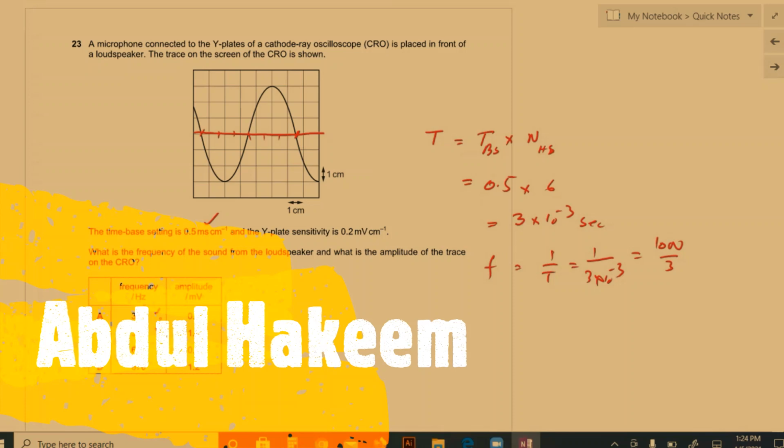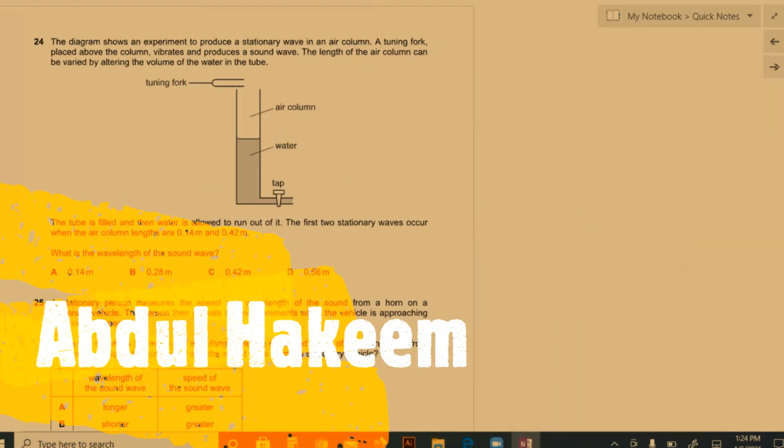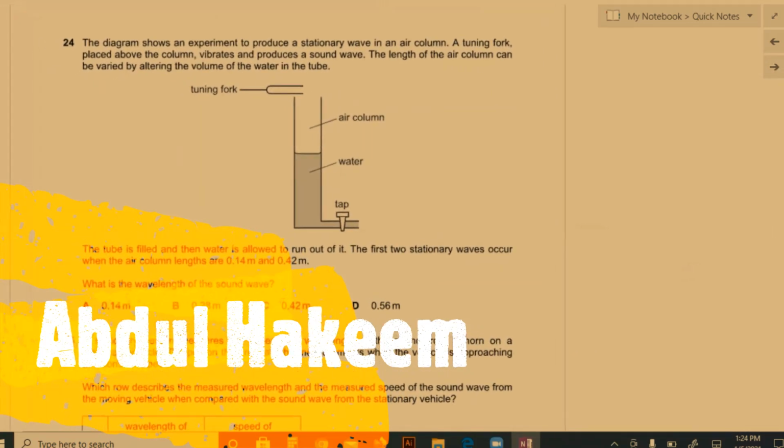Now, we have to also calculate the amplitude. How many vertical boxes? 1, 2, and 3 from the equilibrium line. So this voltage is the vertical gain setting multiplied by the vertical boxes from the equilibrium line. The voltage gain setting is 0.2 and the vertical boxes are 3. So the answer is 0.6. So the correct option is A. Move to the next. This is 24.